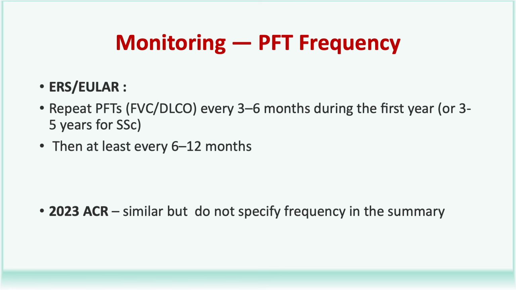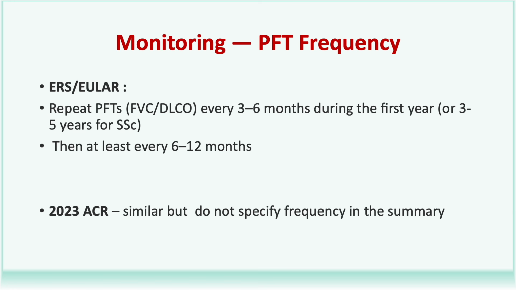Now, the broad suggestion by the ERS paper is to repeat pulmonary function testing, which should include the FVC and DLCO, every 3 to 6 months during the first year of diagnosis of a CTD-ILD. If you're looking at systemic sclerosis, you take it longer, for 3 to 5 years. You keep doing it every 3 to 6 months for that long, and then you can do it every 6 to 12 months, right?